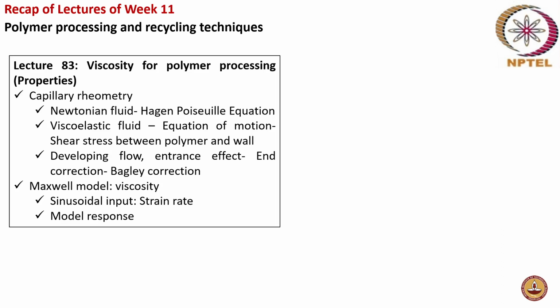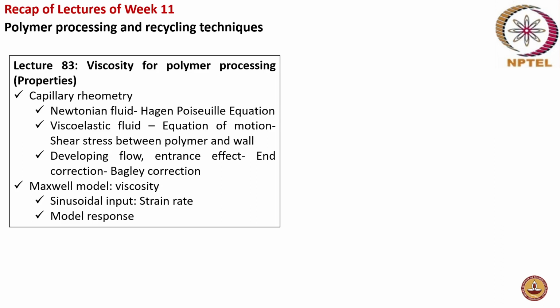Whereas in case of a viscoelastic fluid, you cannot use the Hagen-Poiseuille equation. Instead, from the equation of motion, you can develop the relationship between the shear stress of the polymer and the wall, from where you could find out the viscosity of the polymer in capillary geometry. And for the developing flow and entrance effect, you will have some end correction in the equation. So one such correction factor is called the Bagley correction factor.